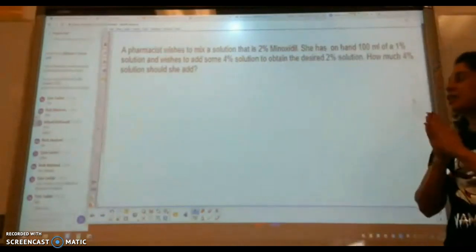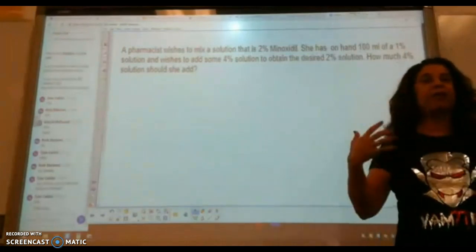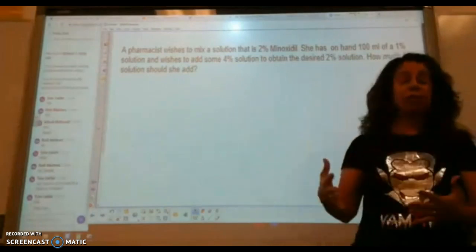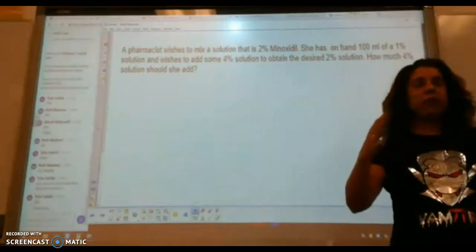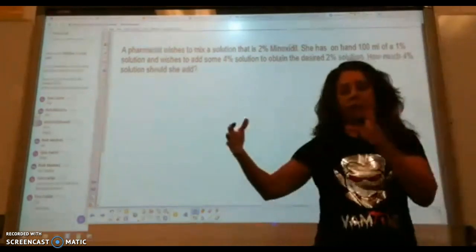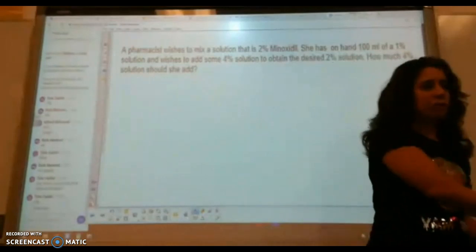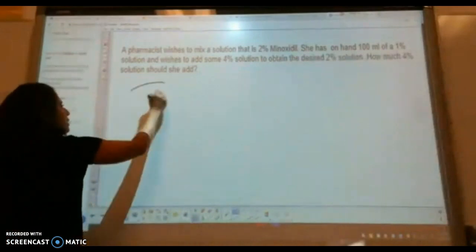What's important is that you recognize it's a mixture problem and that you have an idea of how to start. I'm a very visual learner, so I always start with buckets. I'm visualizing two buckets, a bucket of one thing and a bucket of another thing, and I'm going to mix them together into a third bucket. So I'm going to draw some crude buckets.